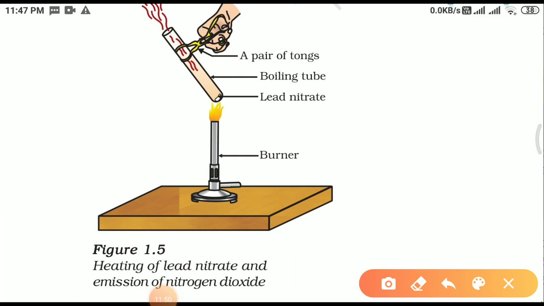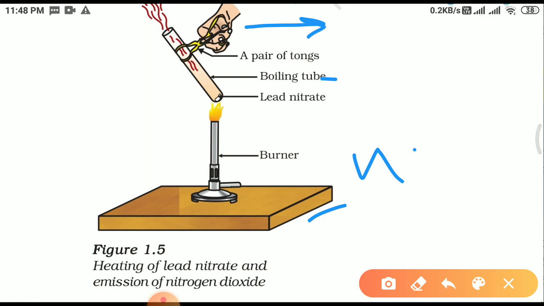Another example of a thermal decomposition reaction is the decomposition of lead nitrate. Here we will take 2 gram of lead nitrate powder in a boiling tube. Hold the boiling tube with a pair of tongs and heat it over a flame as shown in the figure. Now we will observe the emission of brown fumes. These fumes are of nitrogen dioxide, NO2.